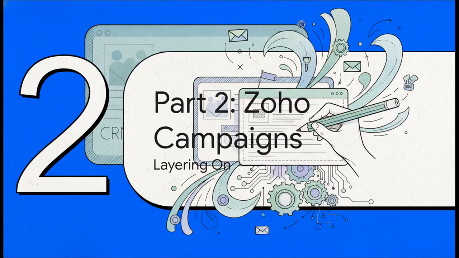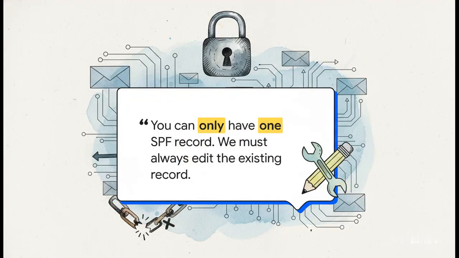Now we're ready for our next layer, Zoho Campaigns. And this is where things get just a little bit different, and it's where a lot of people trip up. We are not starting over. We are going to edit what we've already built. Now listen up, because this is the most important rule of the whole process. You can only, and I mean only, have one single SPF record on your domain. Ever. If you add a second one, it basically confuses the internet and breaks your email authentication. So the key takeaway is we must always edit the one we already have.